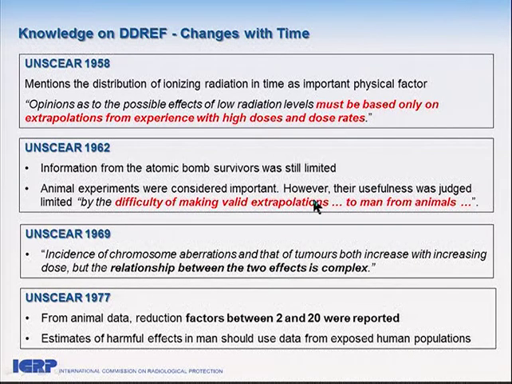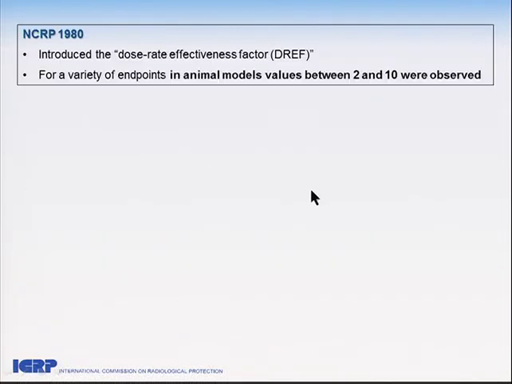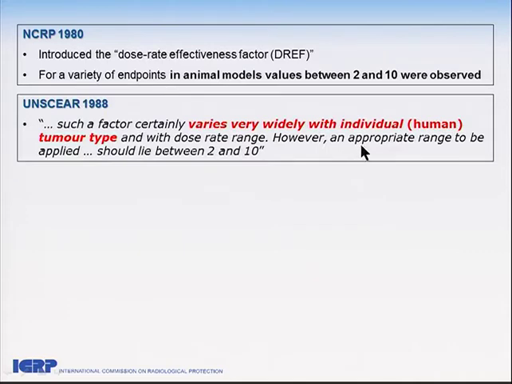Well, for the first time in 1977, UNSCEAR suggested a range of numerical values for those reduction factors, and they said it's between 2 and 20. NCRP in the US introduced in 1980 the dose rate effectiveness factor, DREF, and they said it should be between 2 and 10 based on animal models. So the range of values is pretty large, or was pretty large at that time.